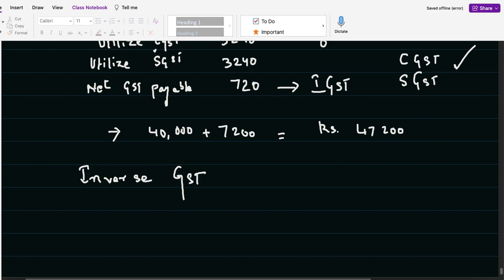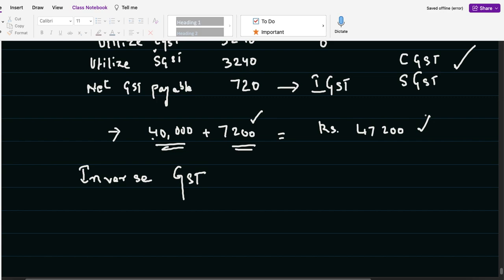So here what is given? Price is given. Percentage GST is given, and you are finding the GST and the final price, right? This is a simple problem where we are doing it methodically, step by step, from first to last.